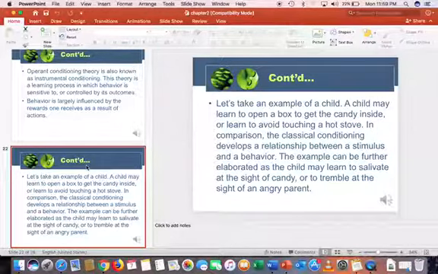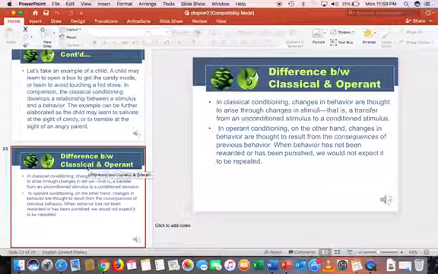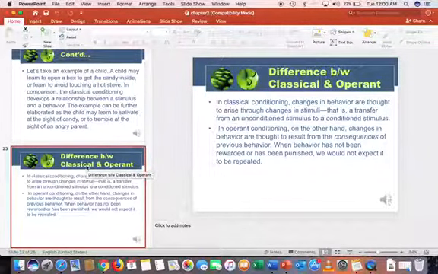In comparison, classical conditioning develops a relation between a stimulus and a behavior. The difference between classical conditioning and operant conditioning is that classical depends on behavior and a stimulus, while operant conditioning is the result and the activity. In classical conditioning, changes in behavior are thought to arise through changes in stimuli. That is a transfer from an unconditioned stimulus to a conditioned one. You make an unconditioned stimulus, then you provide a condition.